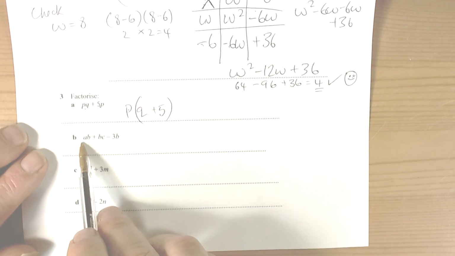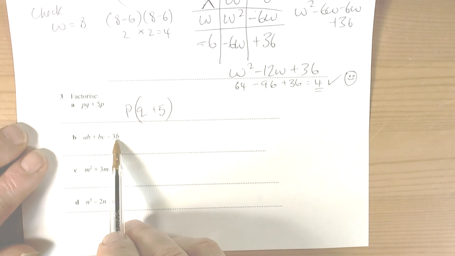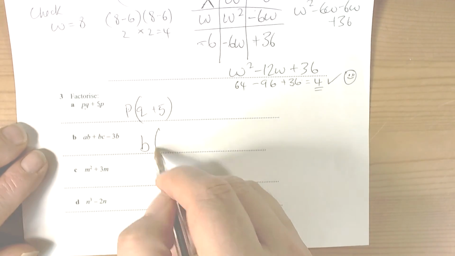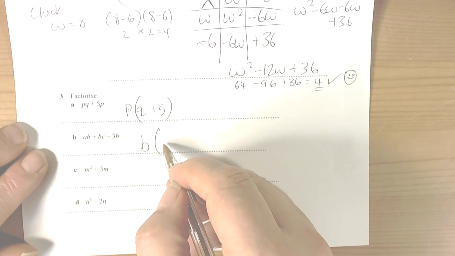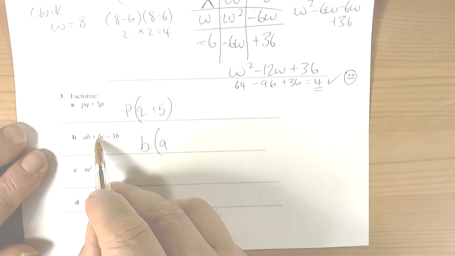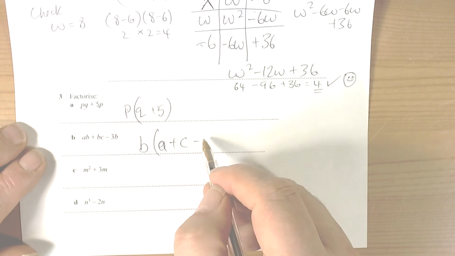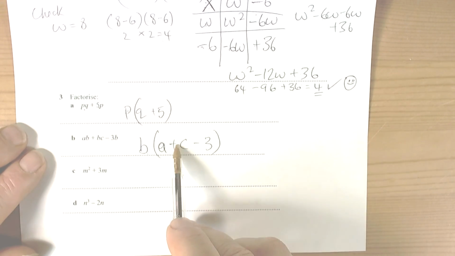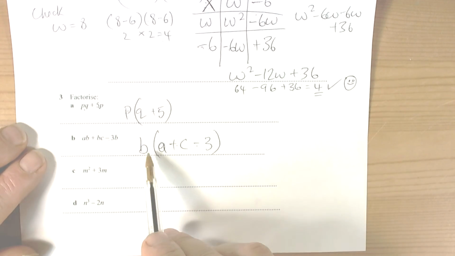Okay, so we look at this next expression and we can see that there's a b there, a b there and a b there. No other common factors, so it's going to be b on the outside, and then we ask ourselves, what do we multiply b by to give us ab? We'll have to multiply by a, plus c, take away 3. And then we check: b times a, ab, b times c, bc, b times negative 3, negative 3b.